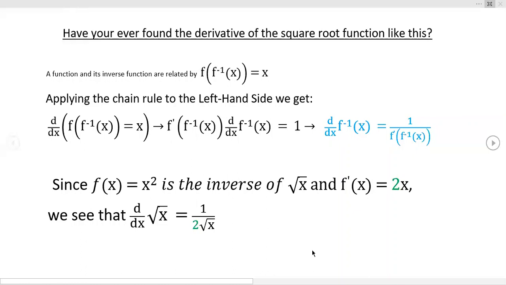It's very easy to do the square root function if you just look at it as x to the 1/2 and do the standard rule. But I want to show you another approach that's related more to how you find the derivative of the inverse of any arbitrary function.